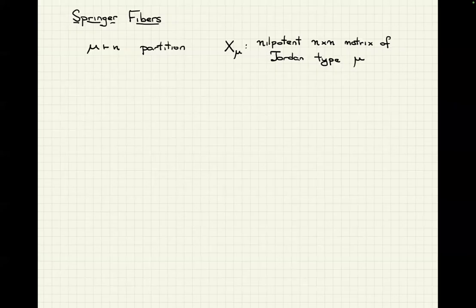So that was a little weird. Let's see if we can get another example of this phenomenon. This next example is going to come from the theory of Springer fibers. So these are varieties that are indexed by partitions of n. So I'll let mu be a partition of n, a weakly decreasing sequence of positive integers summing to n. And I'm going to let X mu be a nilpotent n by n matrix of Jordan type mu.